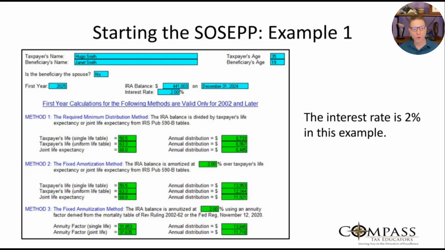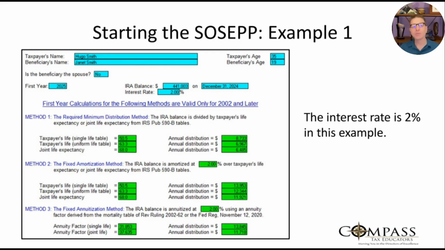So in method 1, the RMD method, the balance is 441,003. Now, depending on the table we choose, that changes the divisor. So the single life table for the RMD method is generally going to have the biggest payment amounts, whereas the joint life expectancy table is going to have the smallest amounts. And then the uniform life is generally going to be in the middle of those two.